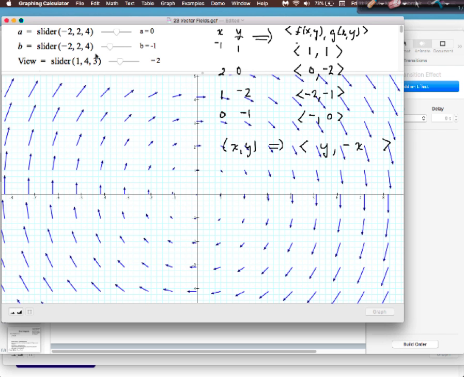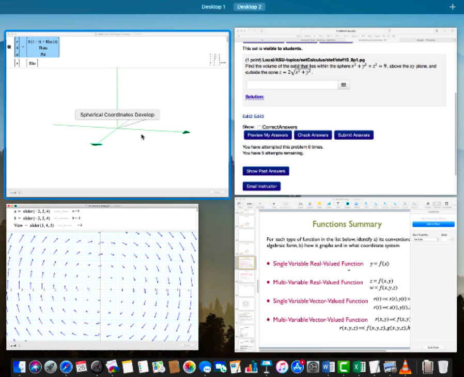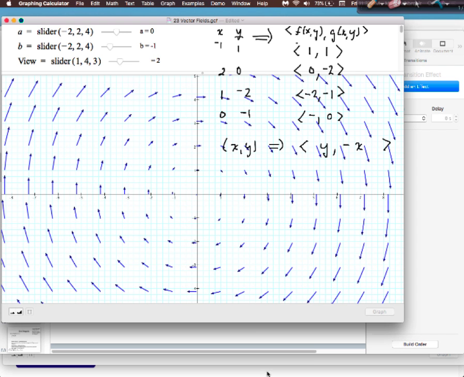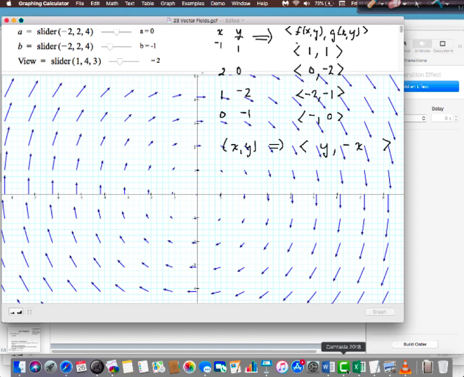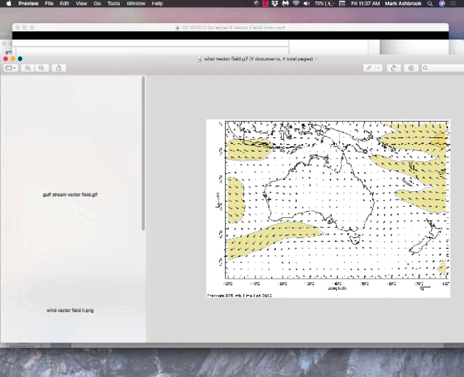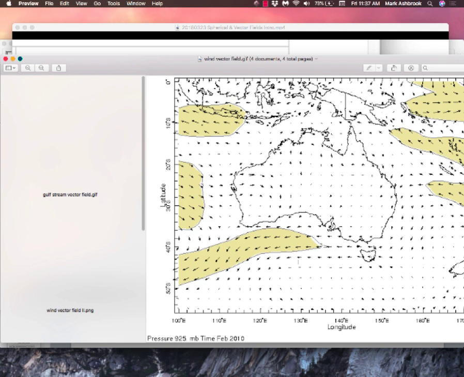Vector fields are used for describing things like wind fields. So this is the wind vector field around Australia. At any given point, we have direction and magnitude of the wind speed, right? So that's a vector for every location, a vector field.